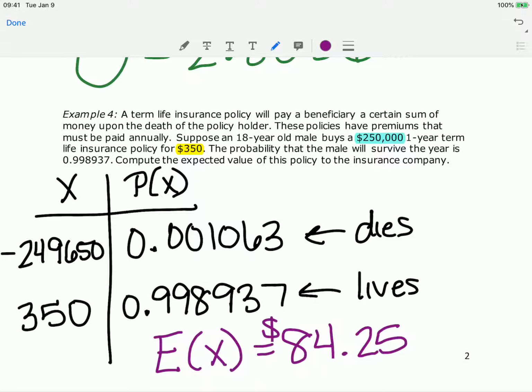So I definitely wanted to do one of those because, as you can see, it can be a little bit confusing how to set up the table and what that means. But then the math is just like what we did up above. We multiplied these numbers together and then we added the results. And that's how we got to the 84.25.